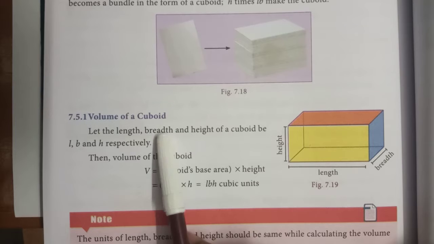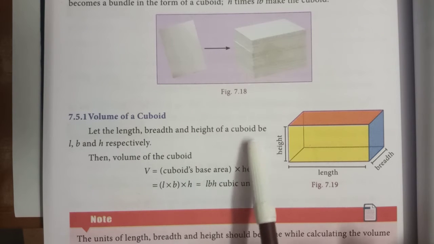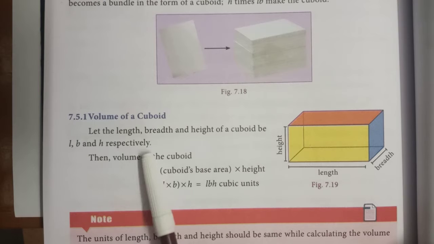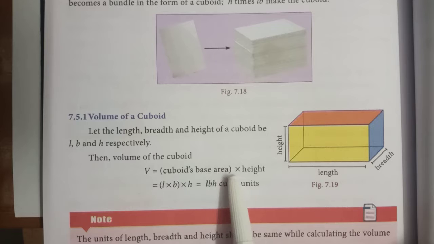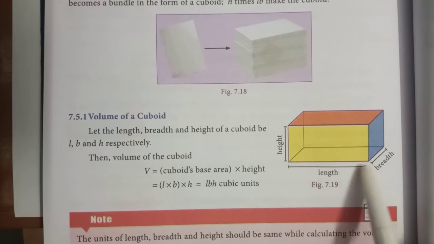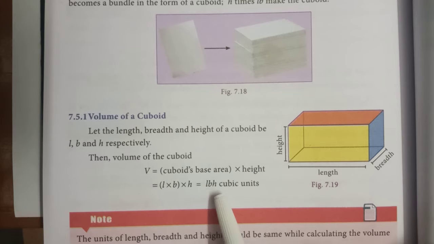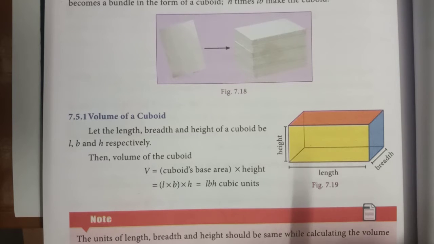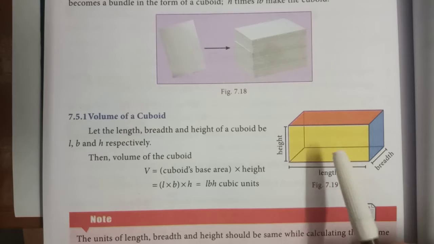So volume of cuboid: let the length, breadth and height of a cuboid be L, B and H respectively. Then the volume of cuboid V is equal to the cuboid's base area into height. So the base area is length into breadth, into height, which is equal to LBH cubic units. Volume is nothing but, for example, if we take a jar or a mug, you have to fill water in the mug or jar. So how much water can be filled in the jar? That is nothing but the capacity or the volume of the cuboid.